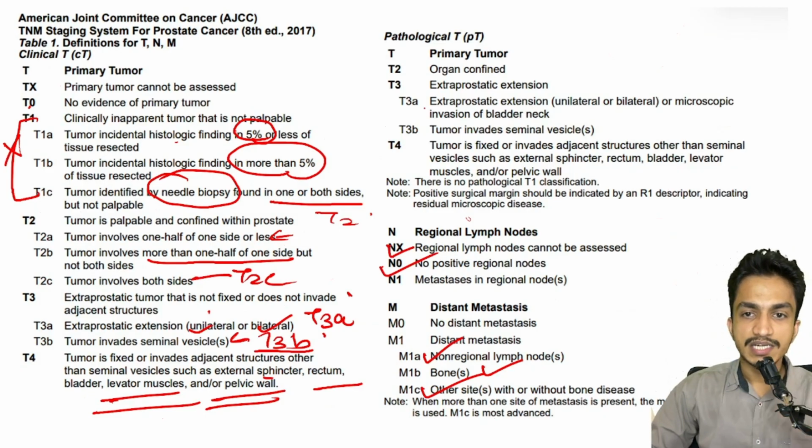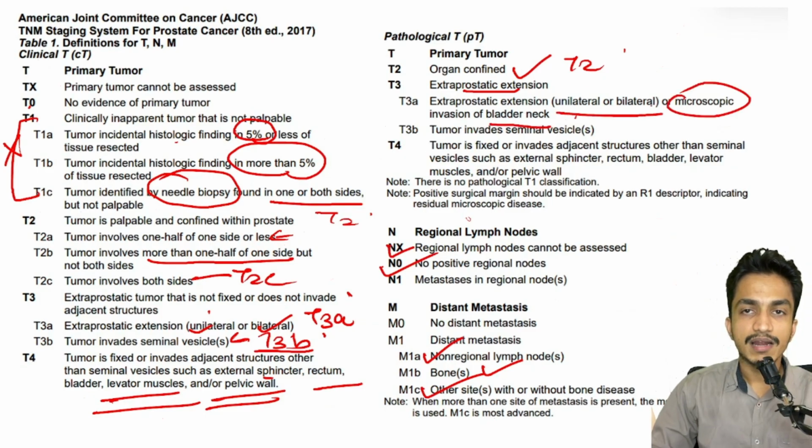And pathological staging: if organ confined, that is T2. If extraprostatic extension, as you have seen here, that is into the bladder neck microscopically, or unilateral or bilateral just beyond the capsule, that is T3A. Again, same as the clinical T staging, and T4 is also the same as clinical staging.